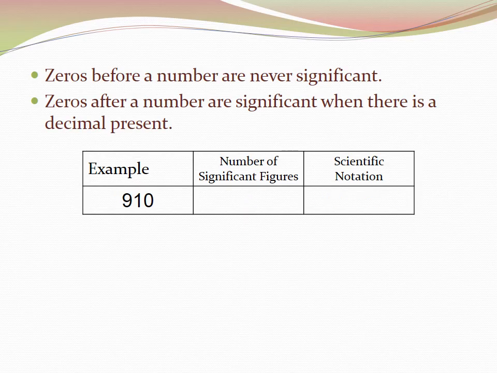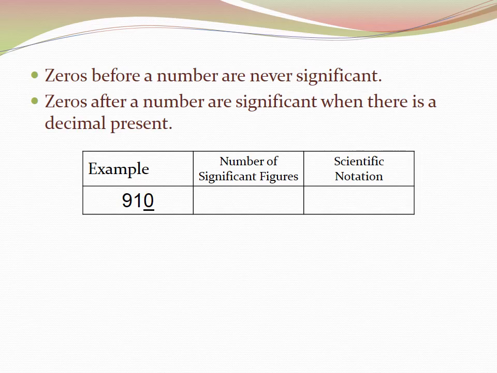Next, 910. No zeros in front of the number to worry about, but we do have a zero at the end again. And that zero is not significant. It says zeros after a number are significant when there is a decimal present. Since there is no decimal, the zero at the end of the number is not significant. So I would underline it.